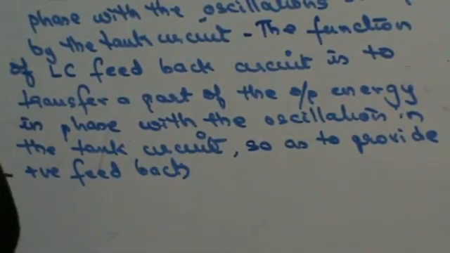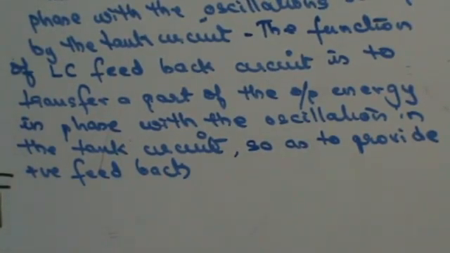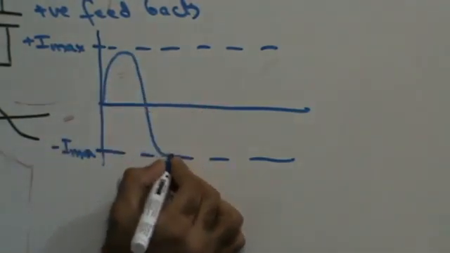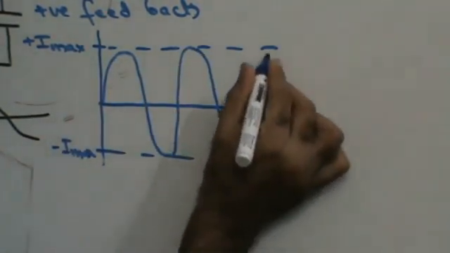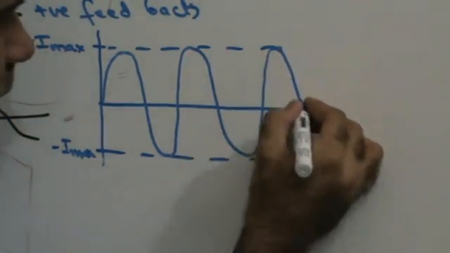Now, because of the positive feedback that is provided, instead of having a damped oscillation, you will get a continuous undamped oscillation. Fine, do we get this in here? What you would get in your output would be plus Imax, minus Imax. Instead of getting a damped oscillation, you will get an undamped oscillation. Do we understand this? So that's the reason why I need a feedback circuit, right?